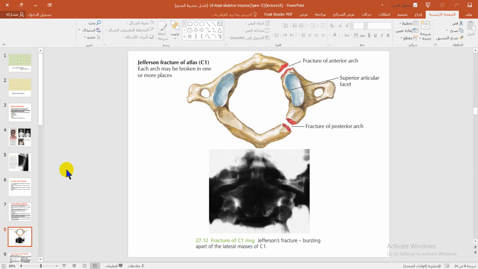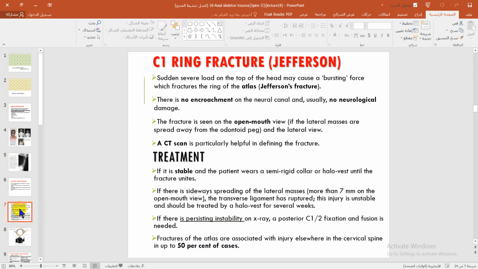And here it is difficult to visualize by routine X-ray, so usually we use the open mouth view. In the open mouth view, through the oral cavity, we can see the two masses of the atlas and see the separation of these masses. By the separation of these masses, we can evaluate the fractures.